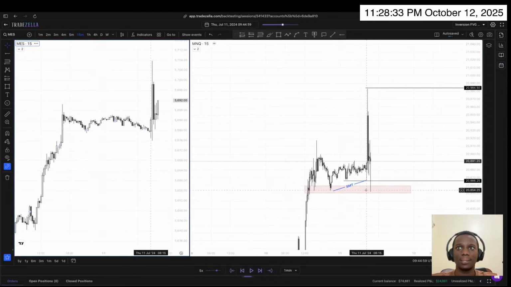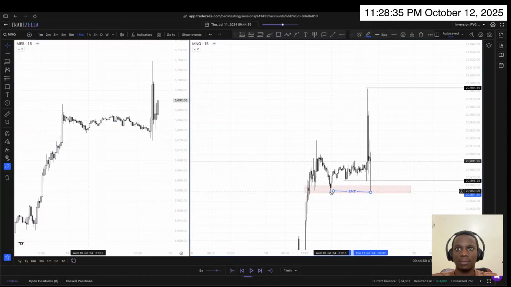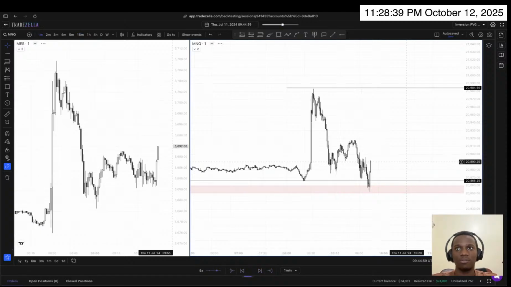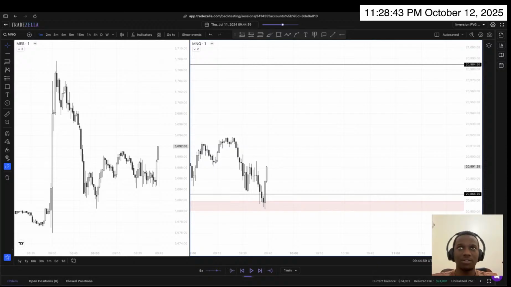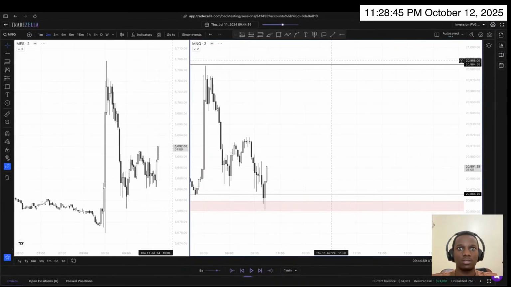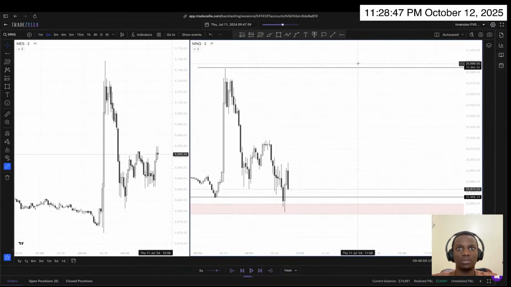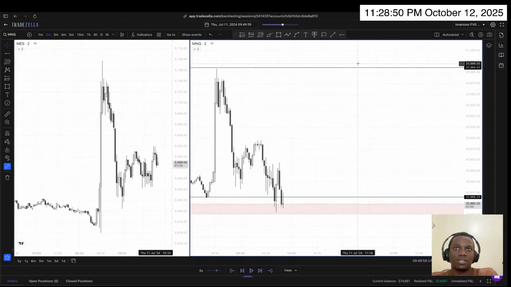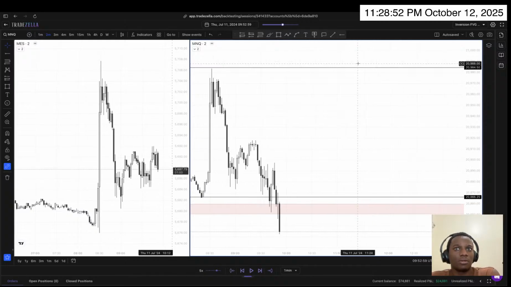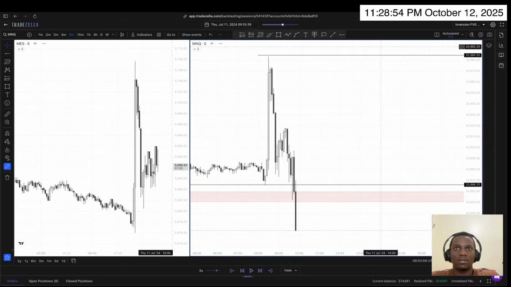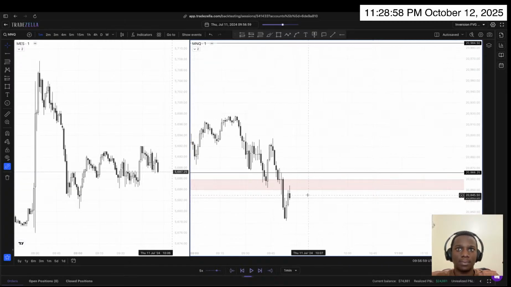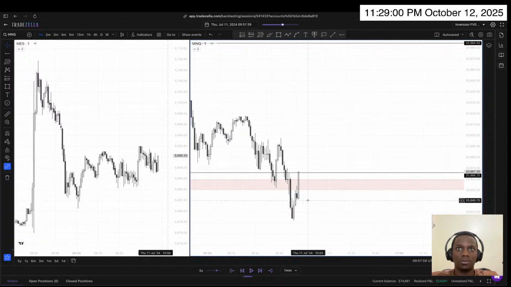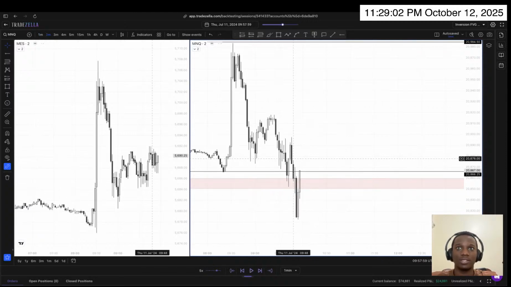Check the 15, is it an SMT here? Nope, it's not. It's now a beautiful sweep. But now there's no inversion, whatever time frame we could check. Let's see if it puts in another sweep. Okay, it closes inside the gap and then okay. Now here is where the inversion gets put in.